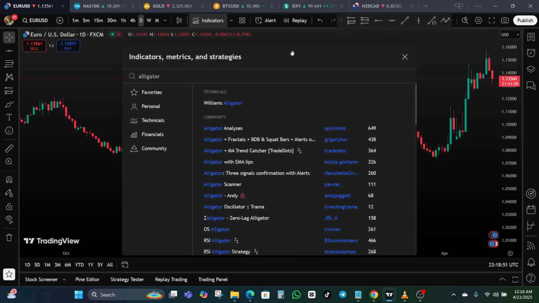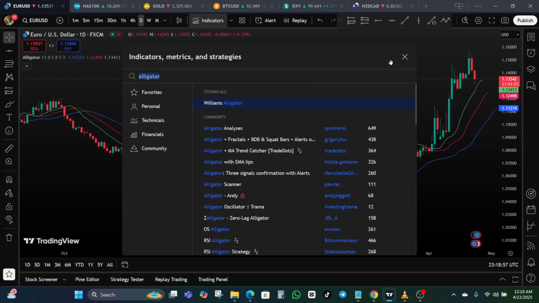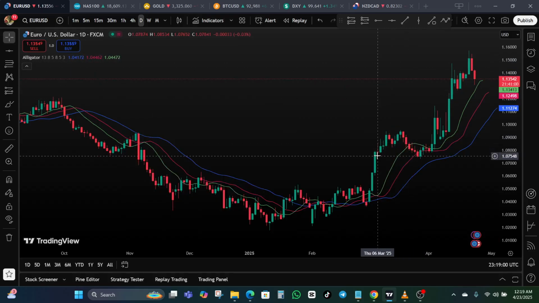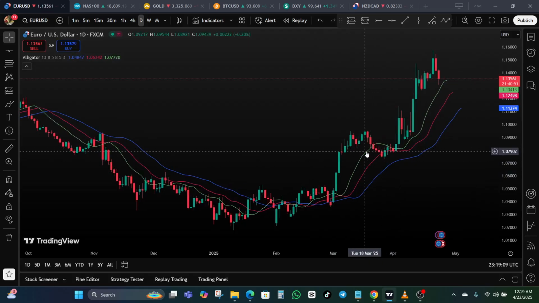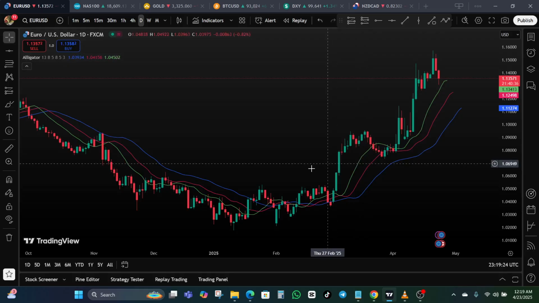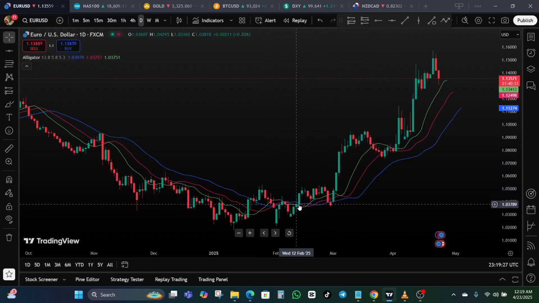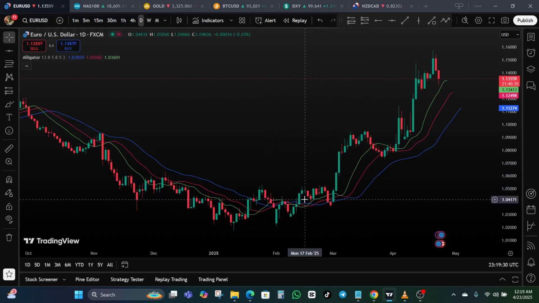Now let us look at the alligator indicator. As you can see, this indicator is made up of three smooth moving averages. We have the jaw, which is blue in color, the teeth, which is red in color, and the lips, which is green in color. When the alligator is sleeping, the lines are tight and moving sideways, like what we can see happening here. These signals show low momentum or consolidation.